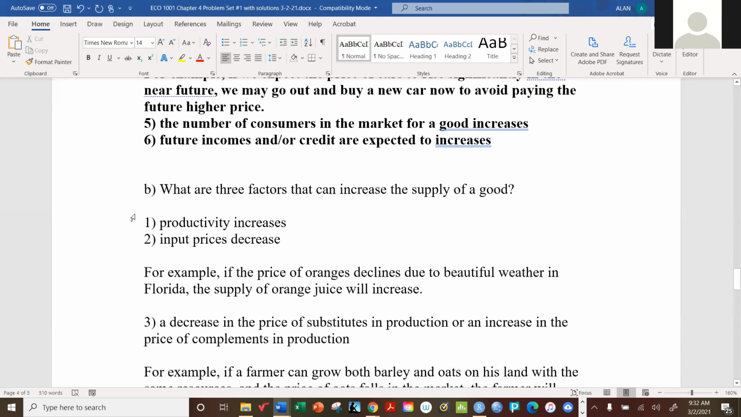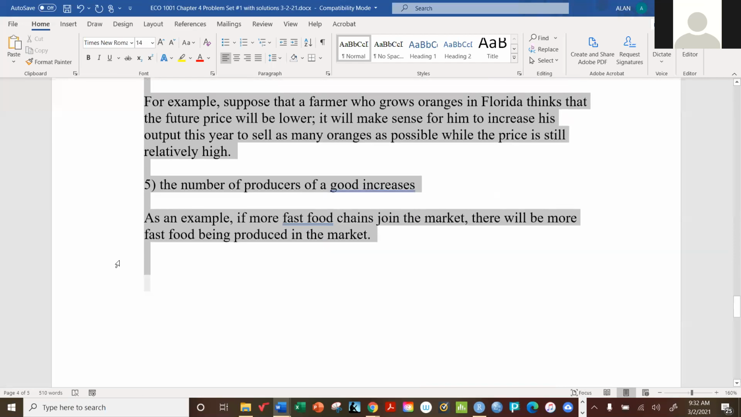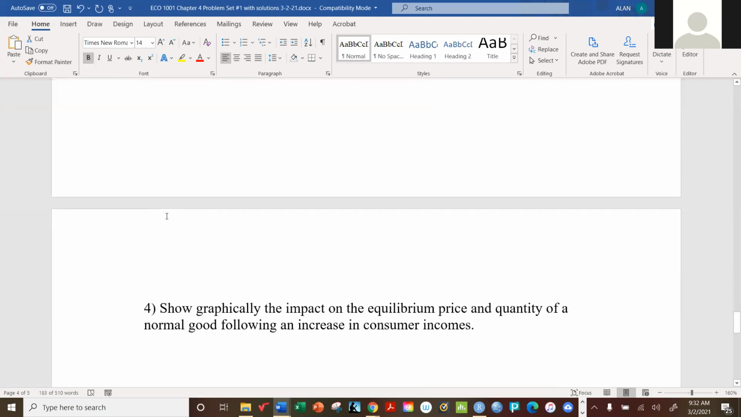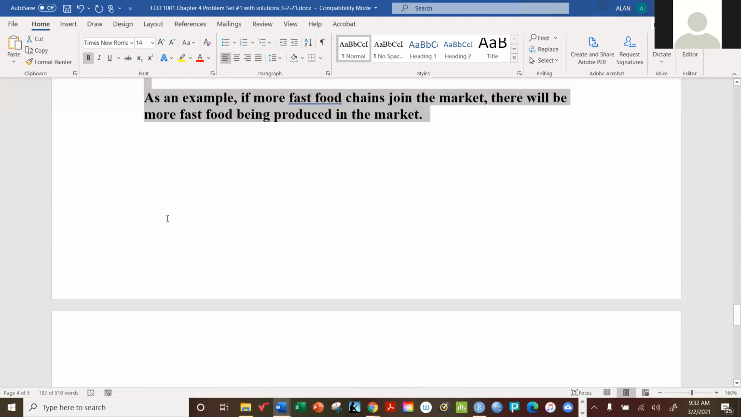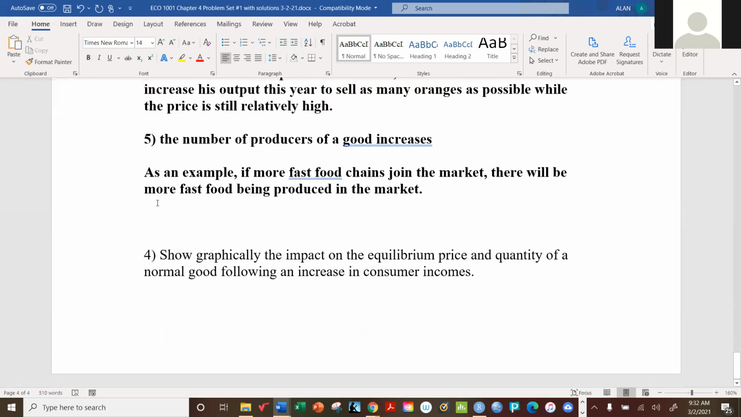Very good. So again, remember, if it says 3, you only need 3 of them, but you should ideally understand all of them. Now this one actually says the magic words show graphically. Graphically means draw a graph. We want to know the impact on the equilibrium price and quantity of a normal good following an increase in consumer incomes.